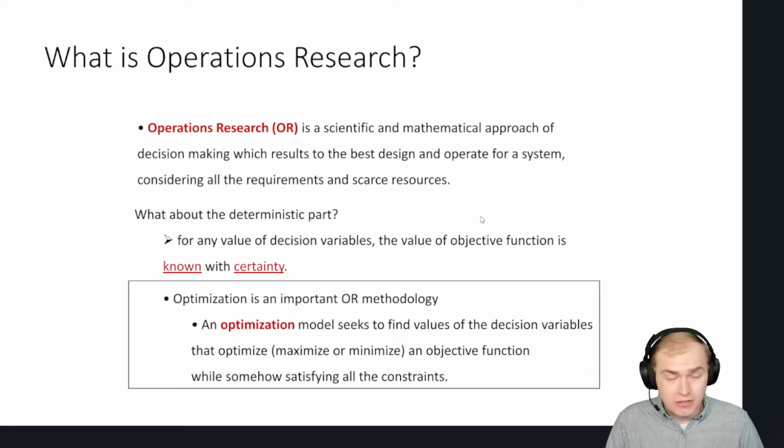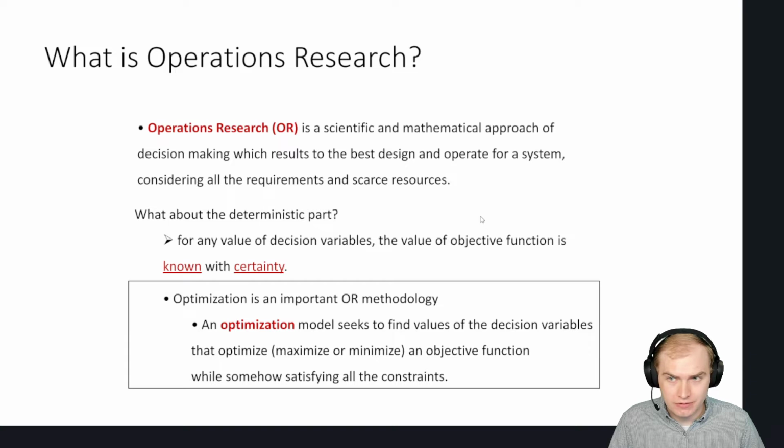So this class is called deterministic operations research. Deterministic here just means that all of our parameters of any given problem are known with certainty.